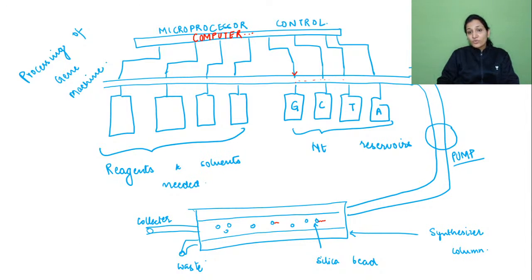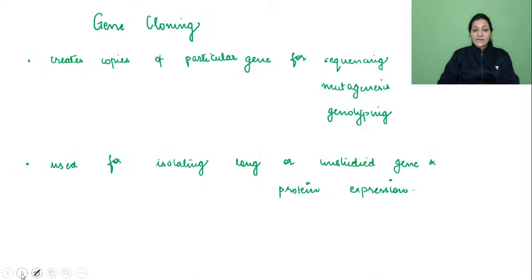And this is the tube where the nucleotides flow and attach on the silica beads in this cylindrical tube. These are the places where the reagents and solvents are stored, and these are the places where nucleotides are stored. That was the principle.